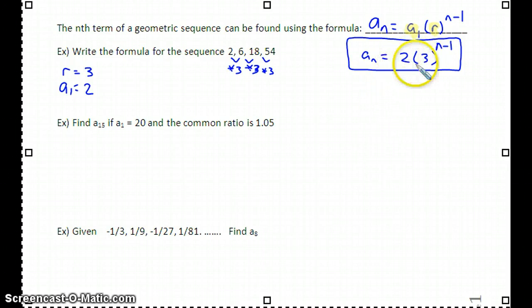Now you don't want to multiply these together and say that it's 6, because you have to do exponents first and then multiply that answer by 2. So you want to leave your answer like this. There is no more simplifying that we can do with a problem like this.